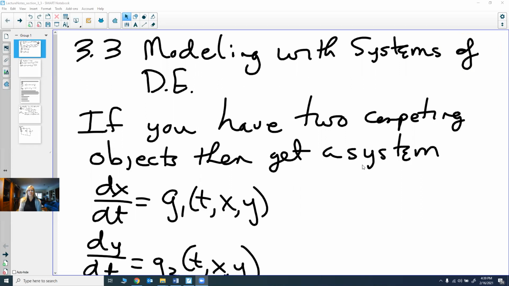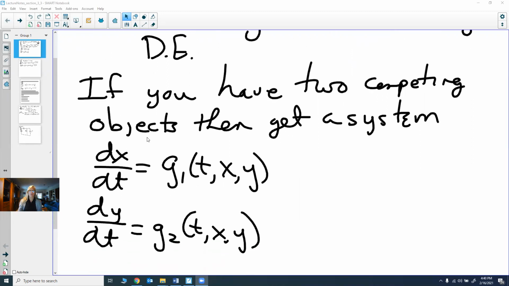What we'll do is look at competing objects, and you can get a system. Now these are competing, but you can also get cooperative systems, with cooperative objects. You'd have basically the same type of structure for cooperative or competitive objects. You have a derivative, the rate of change of one of your population values or one of your objects, x, which is one function of t, x, and y. And you have another rate of change of your y function that's a different function involving t, x, and y, where t is your independent variable.